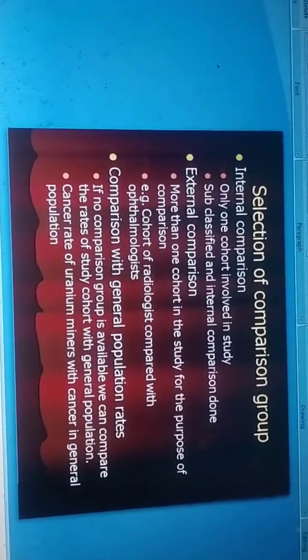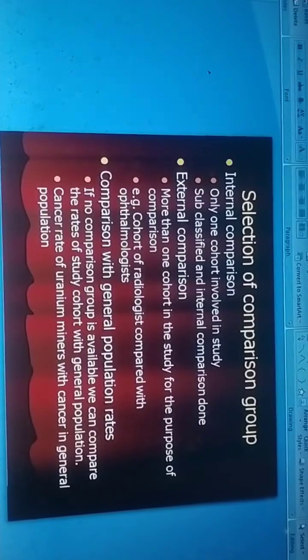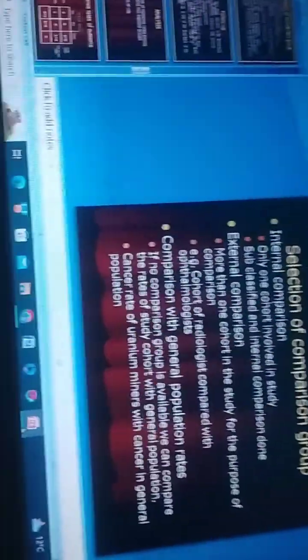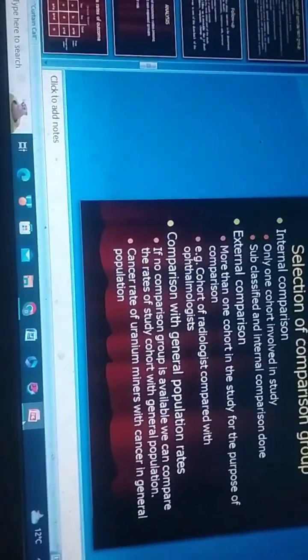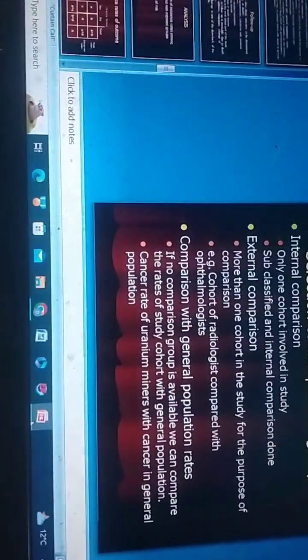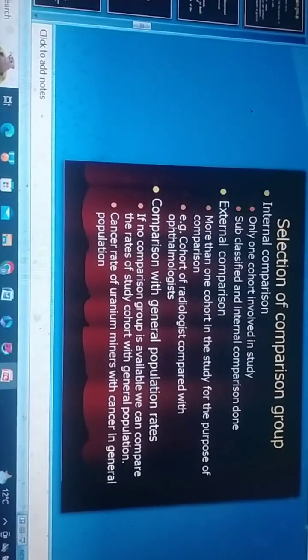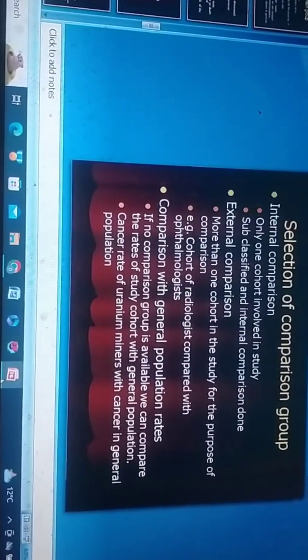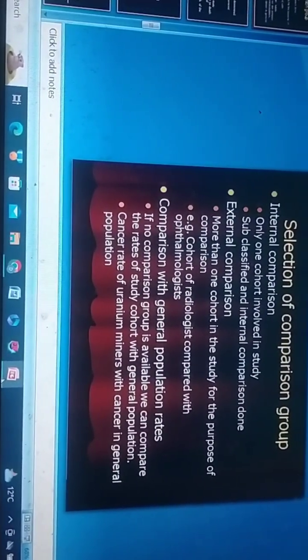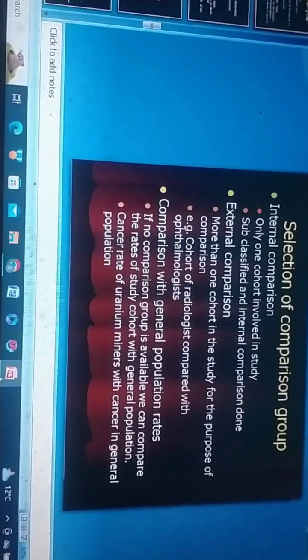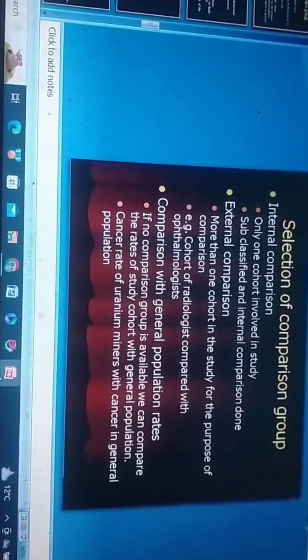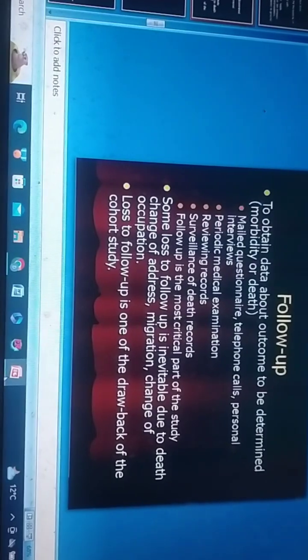More than one cohort in the study for the purpose of comparison, for example part of radiologists compared with ophthalmologists. Comparison with general population rates: if no comparison group is available, we can compare the rates of the study cohort with general populations, such as the cancer rate of uranium miners with cancer in the general population.